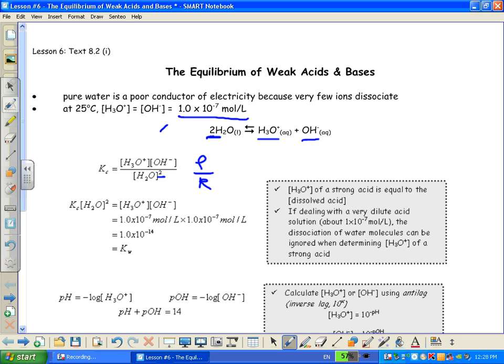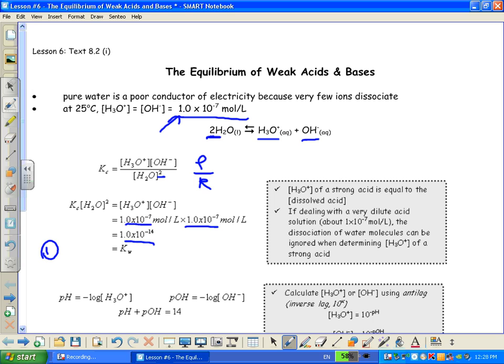And we can substitute that value that we got from above up here, 1.0 times 10 to the negative 7. So because it represents the concentration of both the hydronium ions as well as the hydroxide ions, we can multiply those two together by substituting those values in. And we end up with 1.0 times 10 to the negative 14. We actually call this the Kw value.